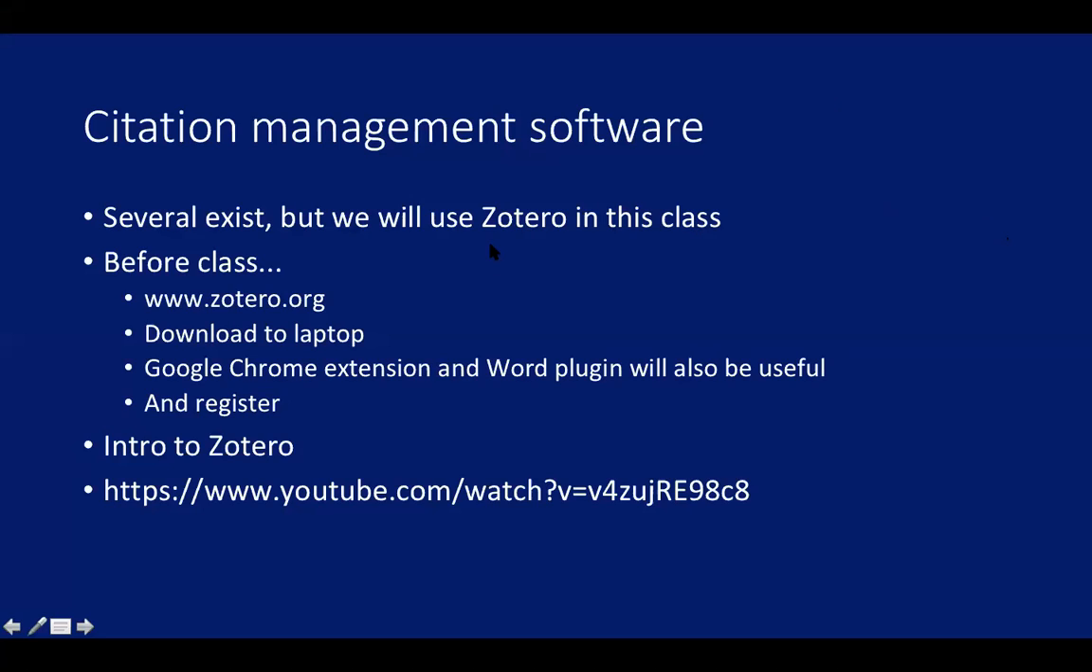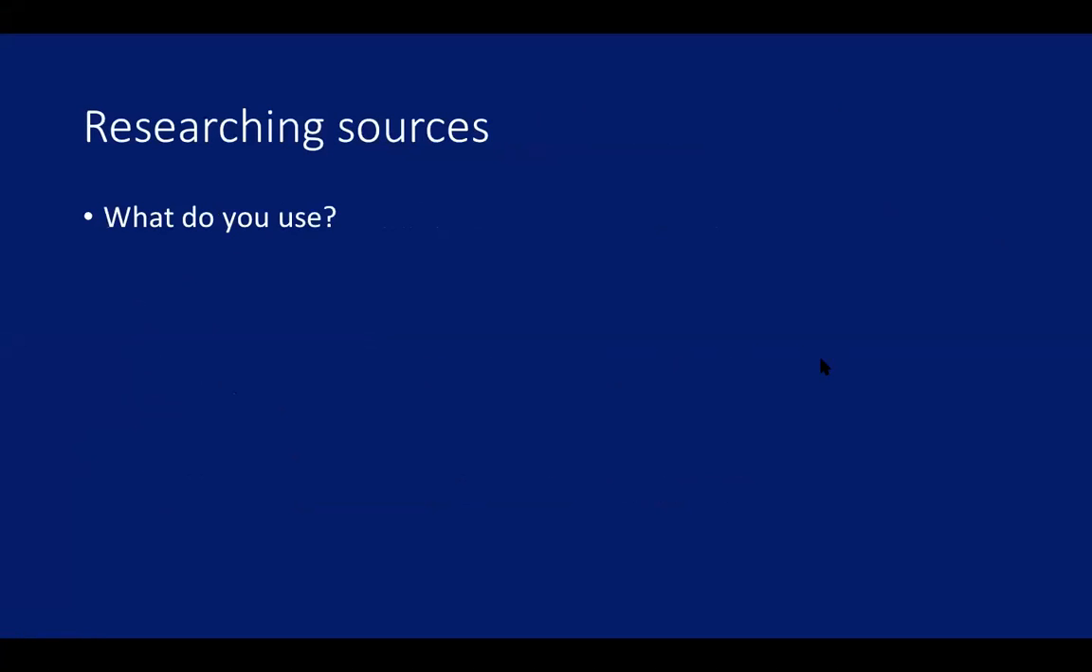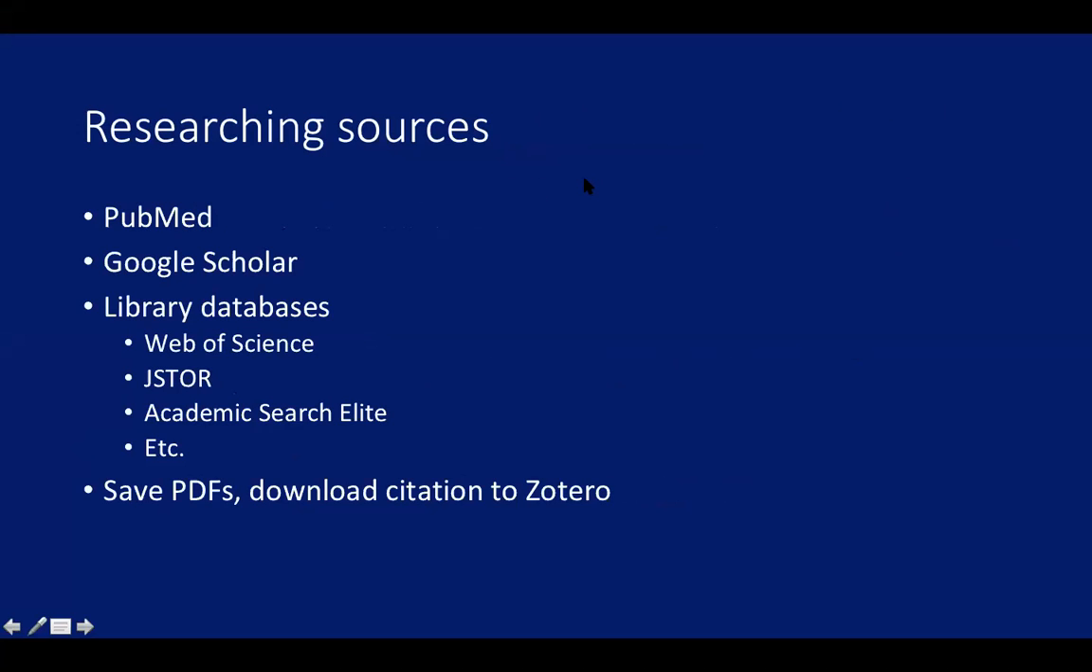But before we use Zotero, we first have to find things to cite, right? And so I want to talk to you guys about researching sources, and we'll come back to what you have been using. But these are some things that I think you should consider using for finding papers. The first being PubMed. PubMed, I'll show you in a little bit, is a specialized service by the National Institute of Health that curates biomedical journals. You can also use Google Scholar, which is Google's version. And then there are the databases by the library.